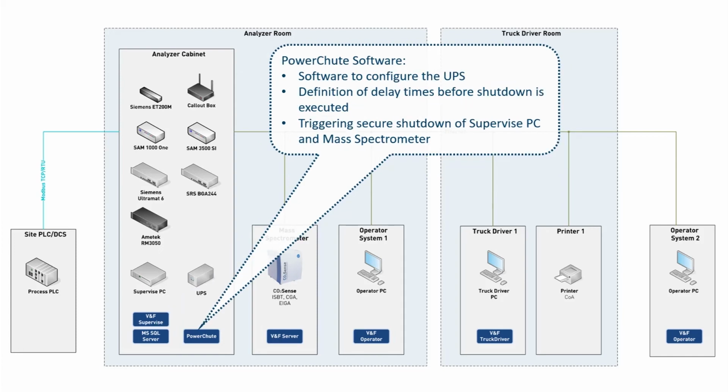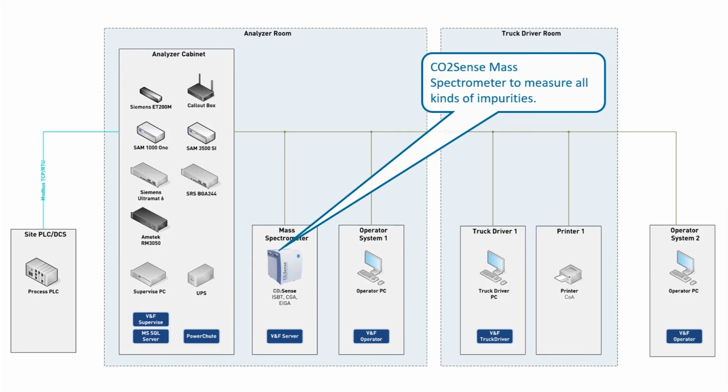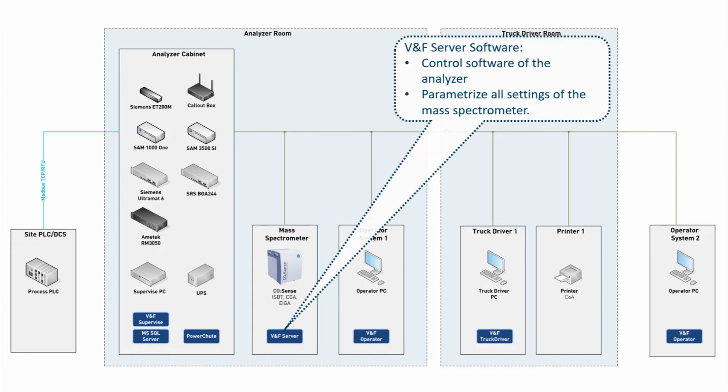PowerShell software is used to configure the UPS. Here, a delay before shutting down the equipment can be defined in order to bypass short outages and to trigger a secure shutdown of the supervisory PC and the mass spectrometer. The CO2 sense is an IMR mass spectrometer to measure all kinds of impurities. The V&F server software controls the mass spectrometer and contains all settings of it.